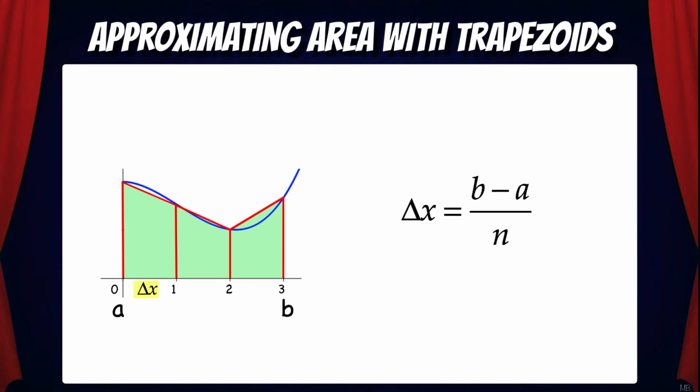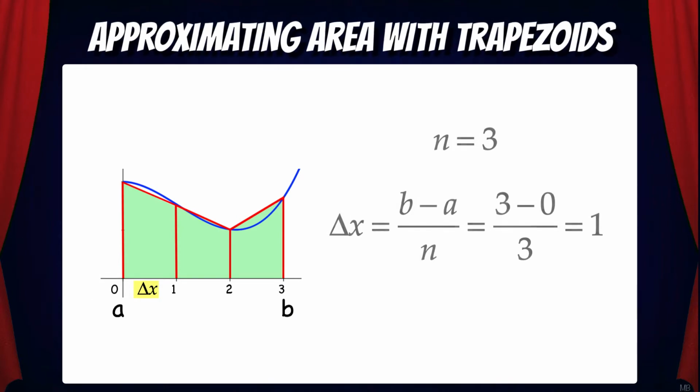A and b are the endpoints of the interval. So in this case, a is 0 and b is 3. Since we have 3 trapezoids, n equals 3. So delta x is 3 minus 0 divided by 3, which equals 1. The height of each trapezoid is 1.